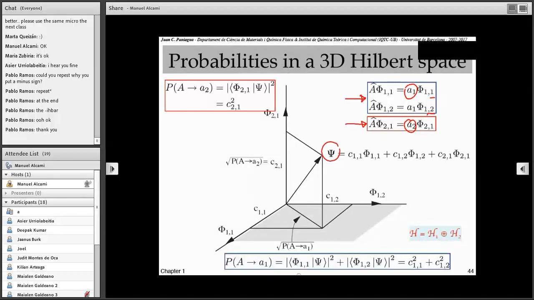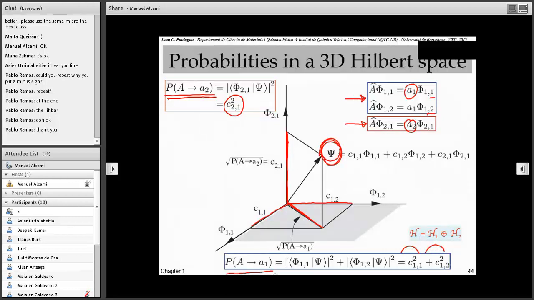Then, the probability of obtaining A1 when measuring A in the state psi, we have seen that in fact is the sum of the squares of the coefficients along two orthogonal axes on the plane. And this is nothing but the square of the length of this projection. And the probability of obtaining A2, since this is non-degenerate, is directly the square of the coefficient that represents the third component, the vertical component of the vector. So probabilities are nothing but the length of the projections over the corresponding eigenspace.